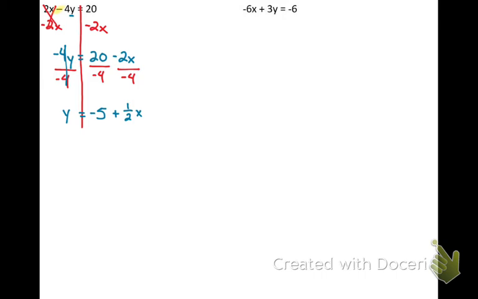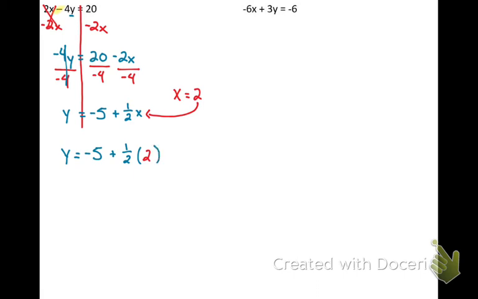Let's then solve for y. So when x equals 2, let's see what y equals. What we're going to do is take that 2, plug it in for that x, and then solve. So we'll rewrite our equation. y equals negative 5 plus 1/2 times 2.